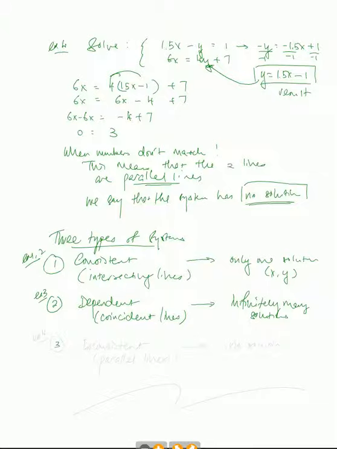And in example 4, I was showing you the 4th type, which we call inconsistent. And this is made up of parallel lines. And for this kind, there are no solutions.